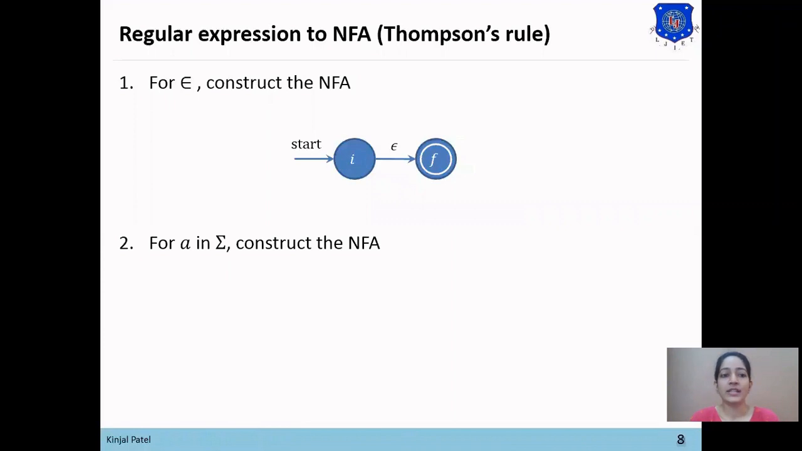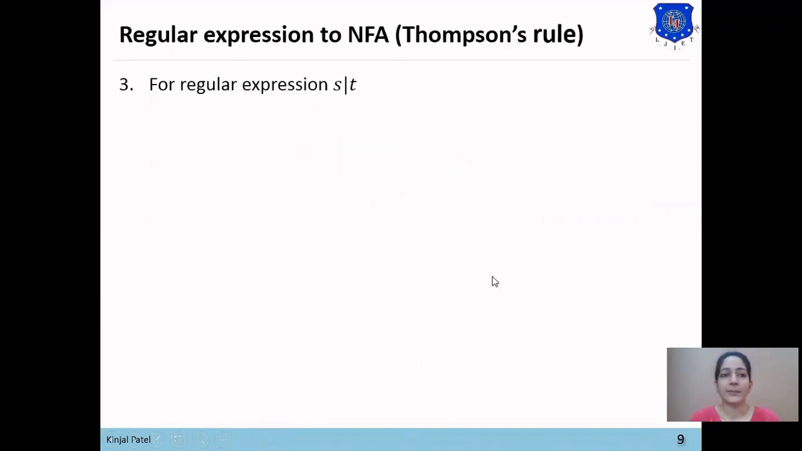Then the second rule is, if we want to draw A in sigma, meaning our input symbol is A, and we want to construct the NFA using Thomson's rule, then it will be like this: one starting state I and one final state F, and from the starting state to the final state there will be one A transition.